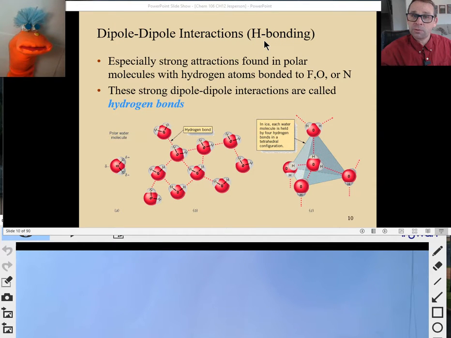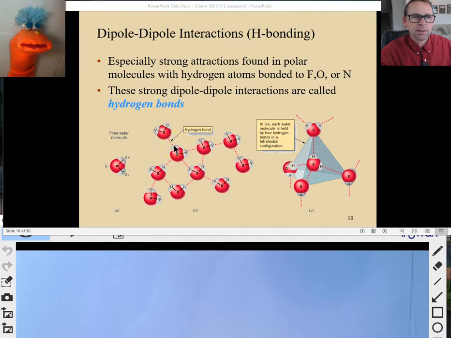Hydrogen bonds are very weak compared to intramolecular bonds, bonds that are in molecules. Compared to intermolecular interactions, though, hydrogen bonding is actually fairly strong.